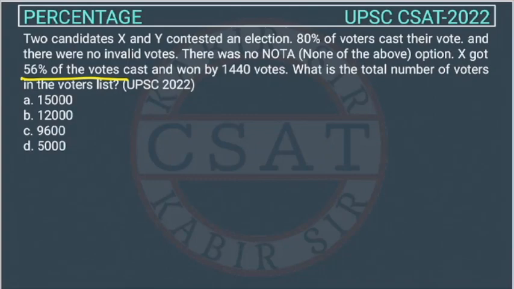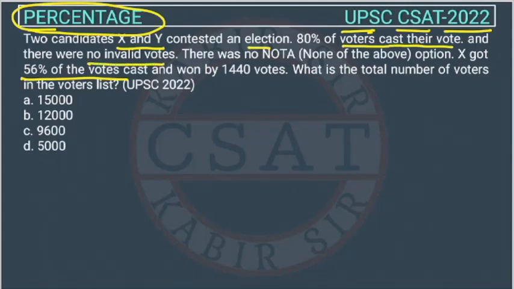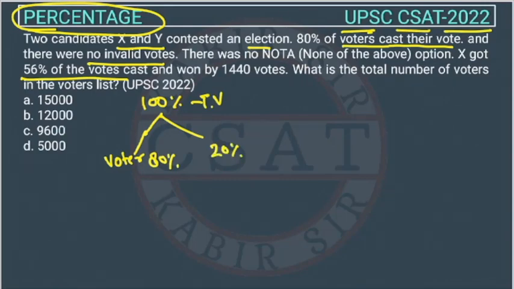So this is a percentage question asked by UPSC in the CSAT paper of 2022. Two candidates X and Y contested an election. 80% of the voters cast their vote and there were no invalid votes. Suppose 100% are the total voters. Out of it, only 80% voted, and 20% did not vote.